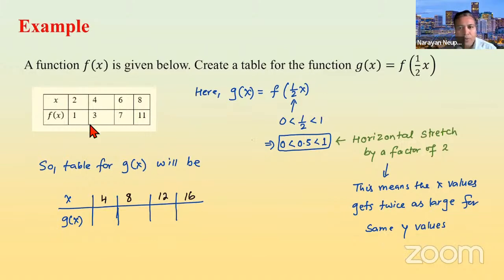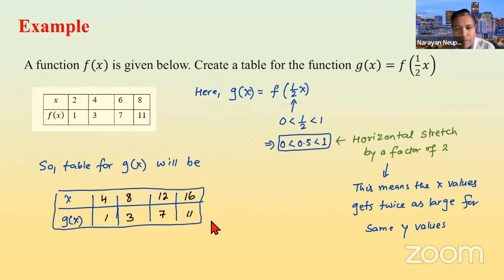The function values will remain the same. These values will remain the same. That is 1, 3, 7, and 11. That is the meaning. So once you know the transformation, once you know the factor, it is easy for us to write these values.